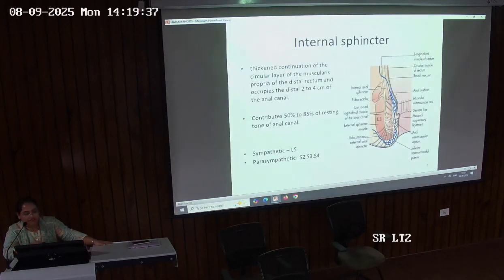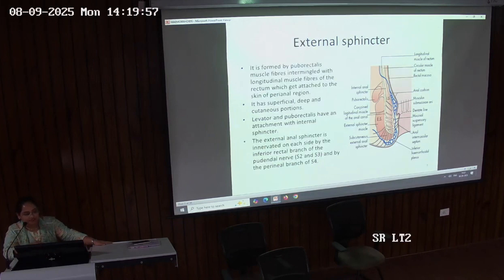This is the anal sphincter. What is anal sphincter? Internal sphincter is thickened continuation of circular layer of muscularis propria of distal rectum and occupies mainly 2/3 of anal canal. It contributes approximately 50 to 85% of resting tone of anal canal.